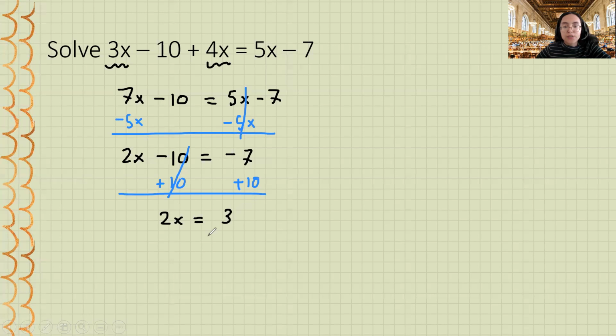And now I can undo this multiplication of 2. And so these 2s will cancel. x will be equal to 3/2. Okay, so let's continue to the next example.